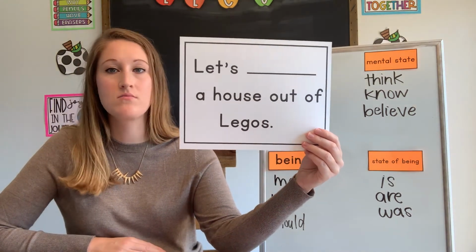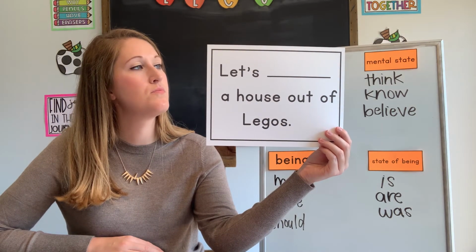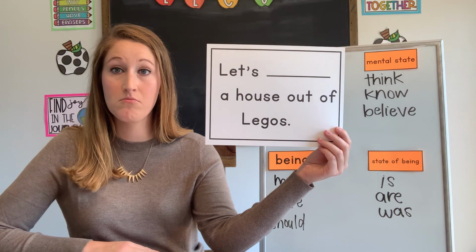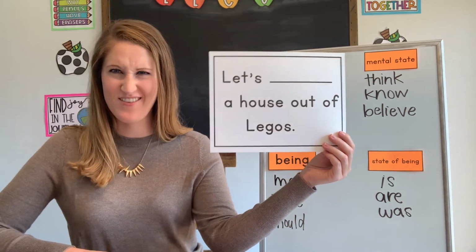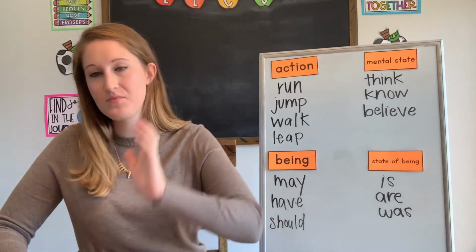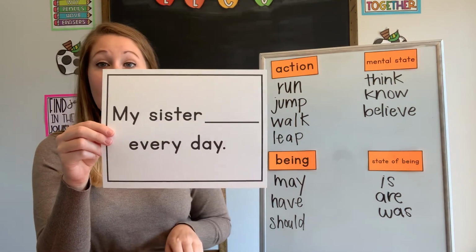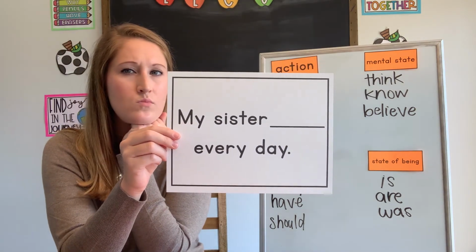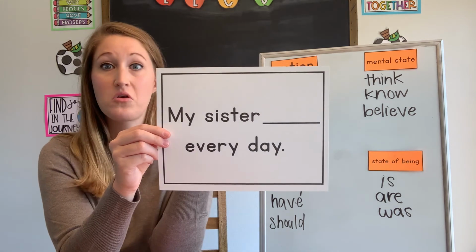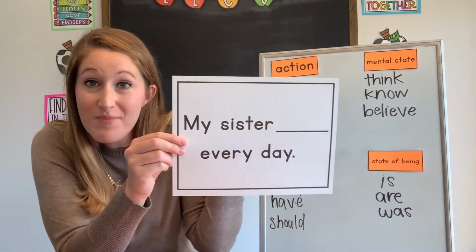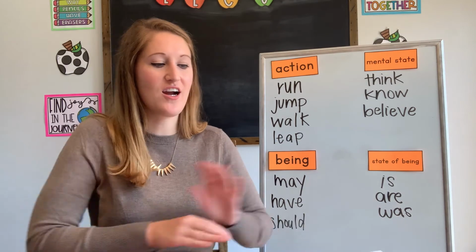Let's blank a house out of Legos. What can you do? Build, create, very good, design. Oh, those are some awesome words you guys came up with. My sister blank every day. What does your sister do every day? Cries every day, laughs every day, smiles, sleeps. So many things that sisters do, isn't there? Very good. All right, you guys did awesome with that.